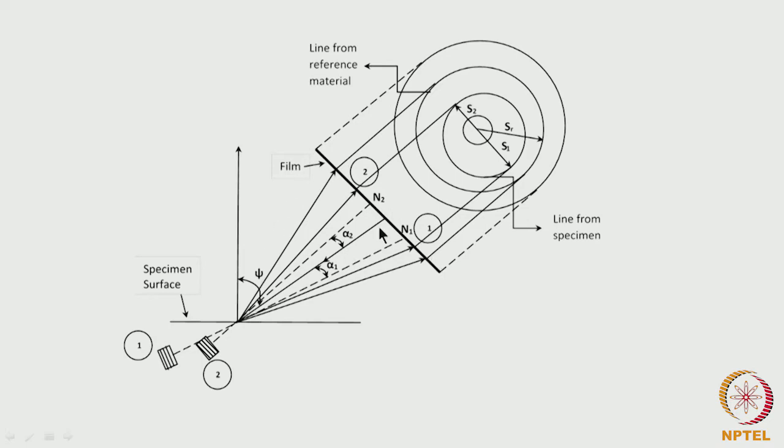This is the film, and on the film whatever we get is shown over here on a magnified scale. So, this is the pinhole through which the X-rays come and go through and fall on the specimen. Now, this particular ring dividing is due to the specimen, and this particular dividing is from the reference material. Now, if we look at the dividing from the specimen, we will find that it is not perfectly circular.